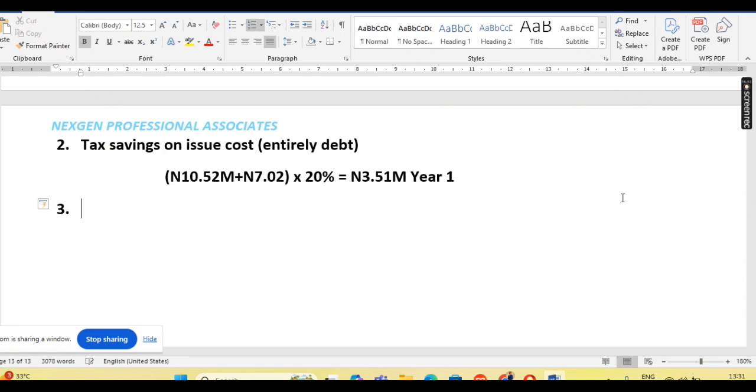What is the next step? To calculate tax savings on interest costs. Okay, interest cost, that's fine. That's a very good one. Tax savings on interest costs.